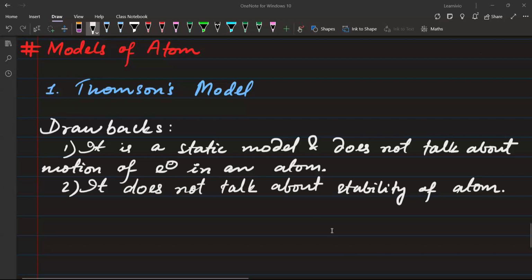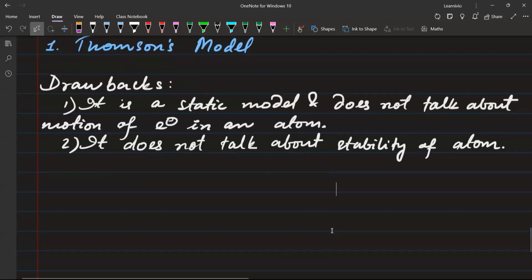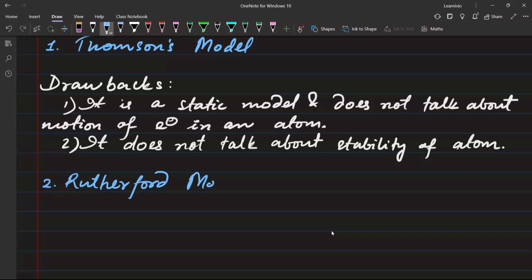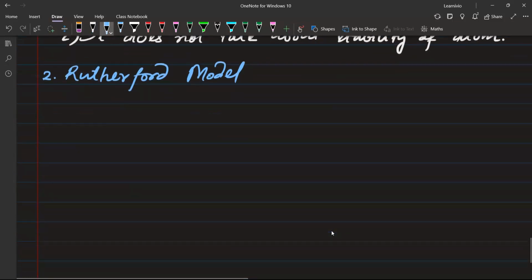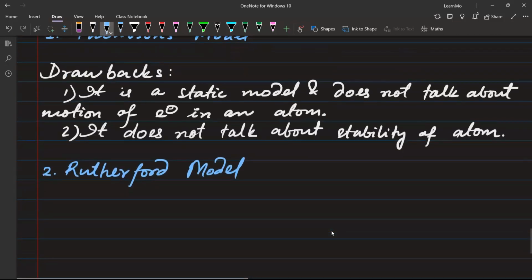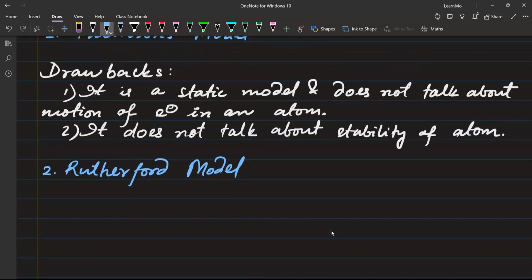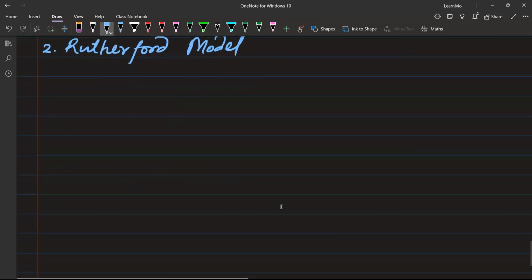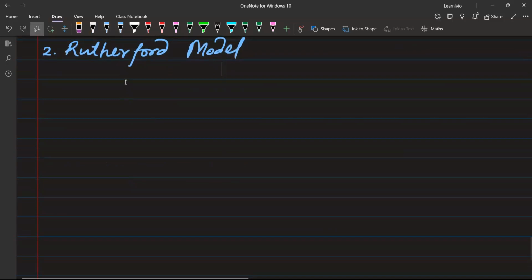Next we are going to discuss the Rutherford model. Second one is the Rutherford model. Now we will discuss it. I hope you have written this down. Let me know if you have not. So I am putting up a picture, then we will explain that picture.